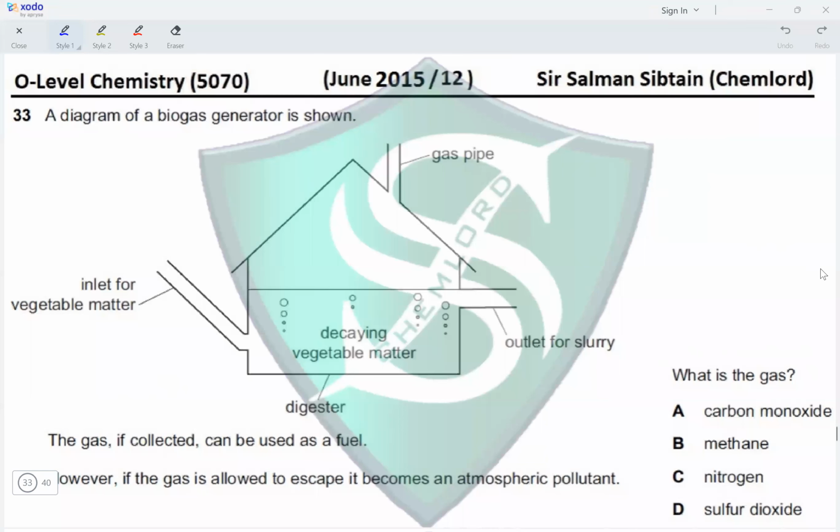Question 33. A diagram of a biogas generator is shown. The gas, if collected, can be used as a fuel. So, on decaying vegetable matter, the biogas that is produced is CH4, methane. However, if the gas is allowed to escape, it becomes an atmospheric pollutant. Yes, it is a greenhouse gas. So what is this gas? Carbon monoxide, no. Methane, yes. Nitrogen, no. Sulfur dioxide, no. Therefore, the correct option for this question is option B.